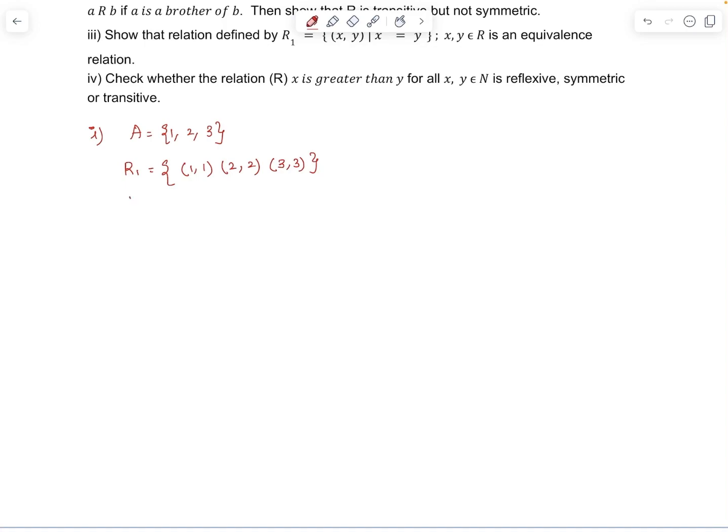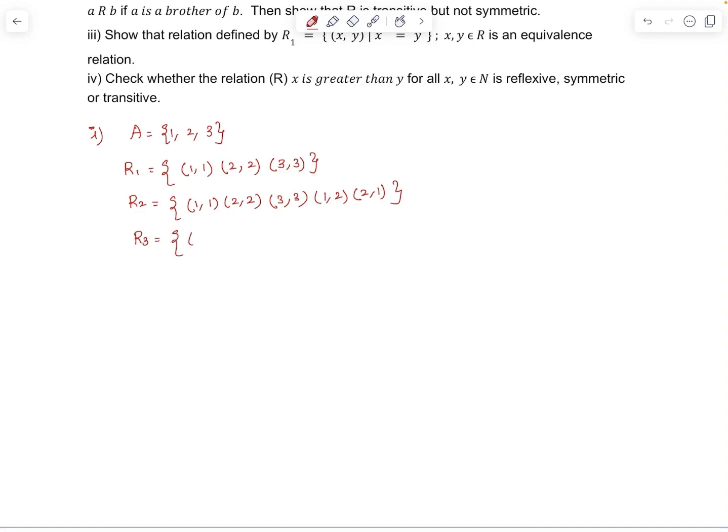This is one relation. The second one, we can introduce these three ordered pairs and (1,2), (2,1), so that this becomes reflexive. (1,2) is there and we see a (2,1), so it becomes symmetric. (1,2) and (2,1) are there, so (1,1) should also be there. It's also there, so it becomes transitive.